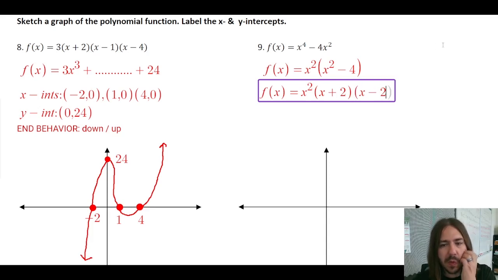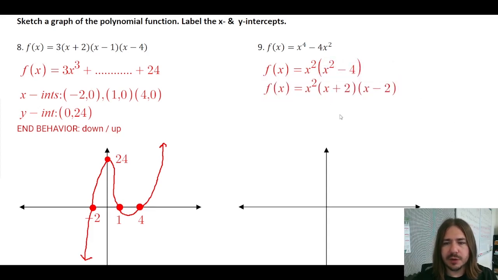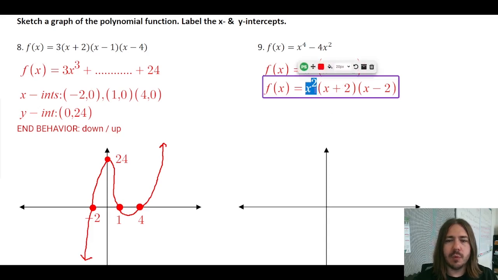There we go. Okay, so we're going to get a total of 4 roots. One of them is going to be repeated. Hopefully you can see which one. It's going to be this one at 0. So I do want to make a note that this one has a multiplicity of 2, because that's going to affect how we interact with the x-axis here.